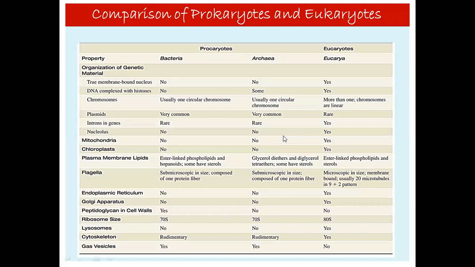Both prokaryotes and eukaryotes have ribosomes, but of different sizes. You can see here that the size of the bacterial ribosome is 70S, and in eukaryotes it is 80S, where S is the Svedberg constant.